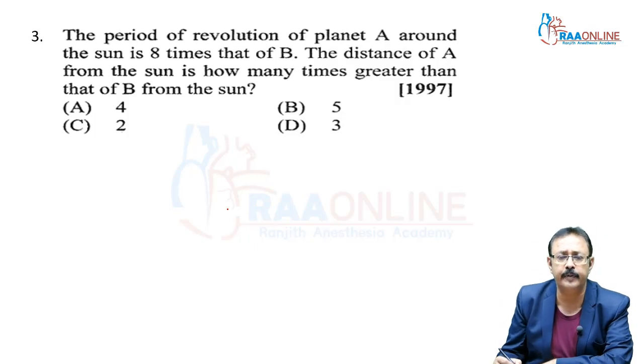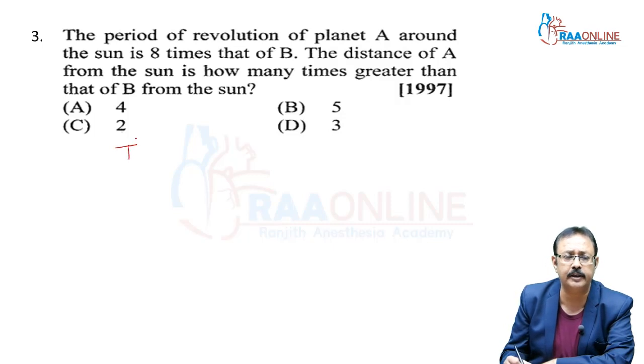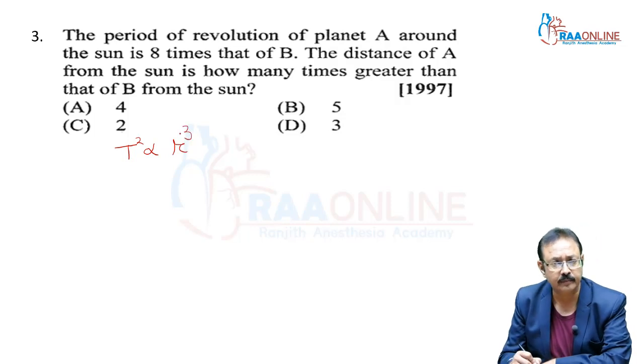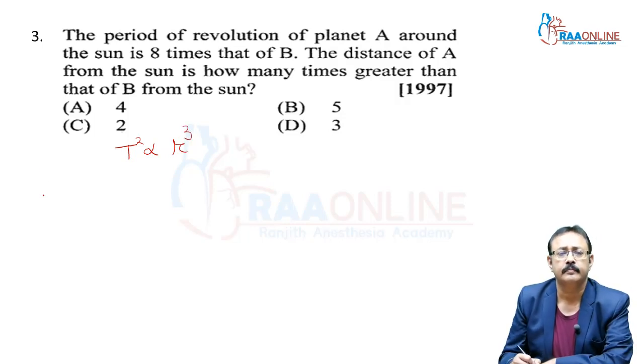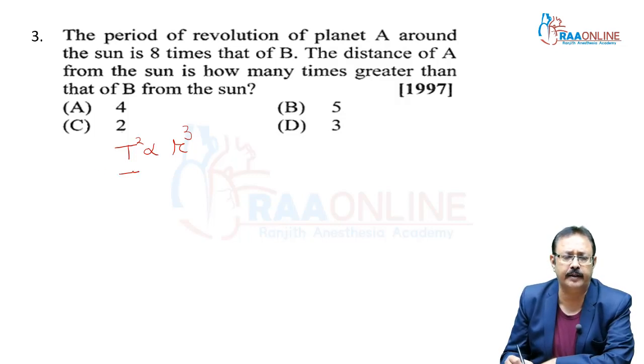Again, it is based on Kepler's law. What is Kepler's law? T square is proportional to R cube. It means for each and every planet, T square upon R cube should be constant.